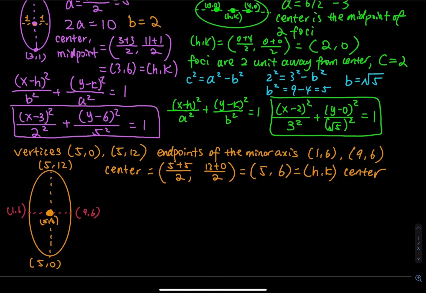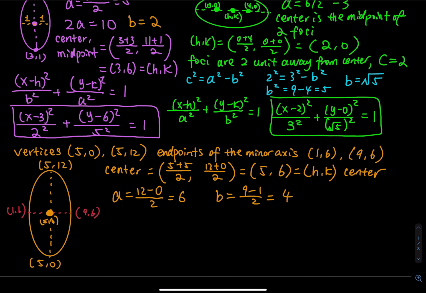So (5, 6). And then what is a? What is b? So a is the length of the major axis. So a is equal to 12 minus 0, and that is the entire length, and then divided by 2, which is equal to 6. And I know this is right because when y is equal to 6, 6 units up is 12, 6 units down is 0. And then what else? b is what? 9 minus 1 divided by 2. That is equal to 4.